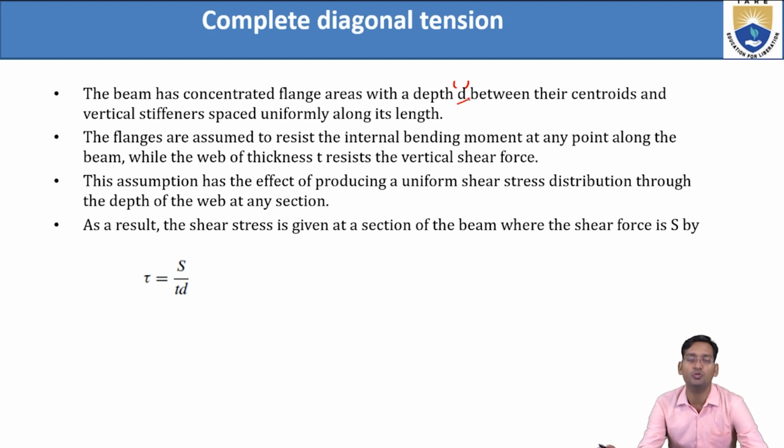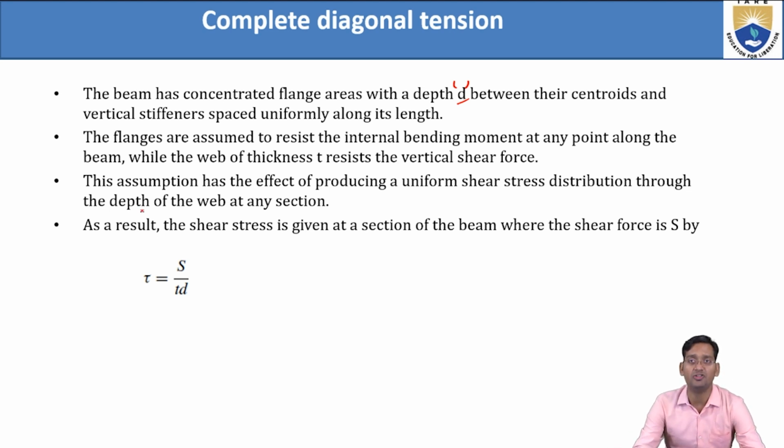The flanges are assumed to resist the internal bending moment. So the assumption is that whatever the internal bending moment is there because of the connection of flange and spars, the flanges can resist the internal bending at any point along the beam, while the web of thickness t resists the vertical shear force. Whatever the vertical shear force will be there, that can resist. Means because of that vertical force it will not break or damage, and because of the internal bending moment, the flanges will not get buckled or break. So we are assuming that.